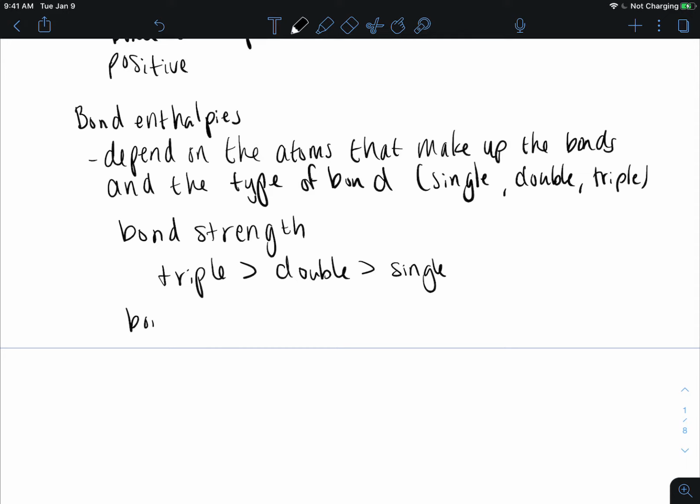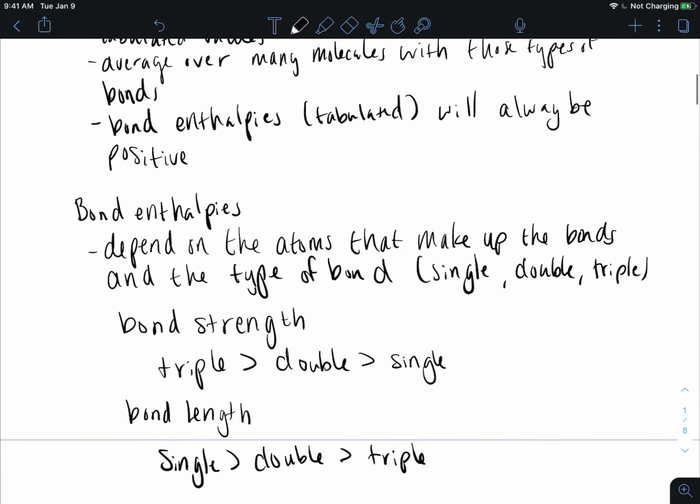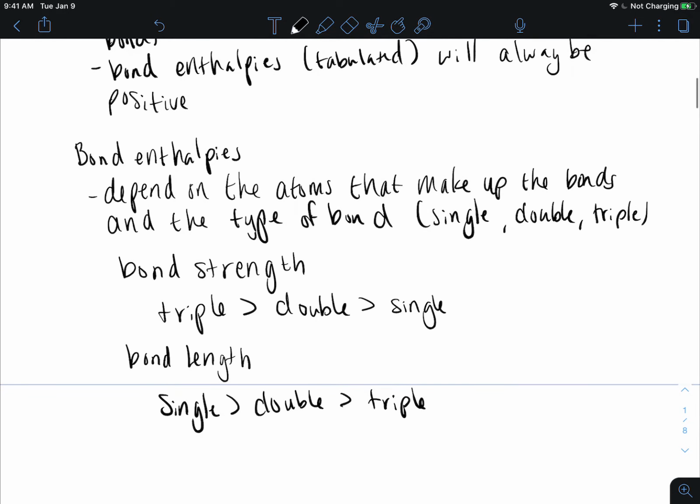And then if we think about bond length, it's going to go the opposite way. Our longest bond length is a single, followed by a double, followed by triple. So not only is the triple bond stronger because it's sharing 3 pairs of electrons, but it's also a shorter bond. So thinking about it in terms of electrostatic potential energies, it's got more electrostatic potential energy because you're putting the charges closer together. Okay.